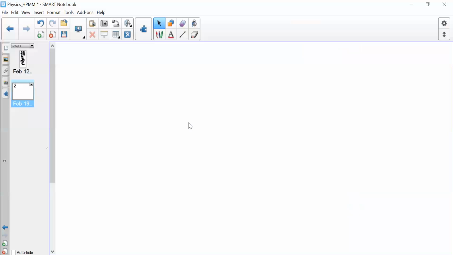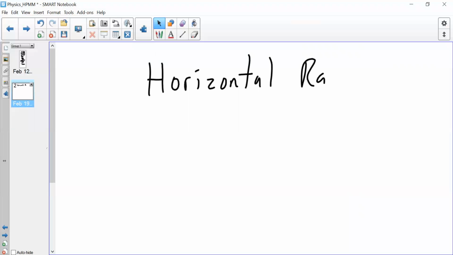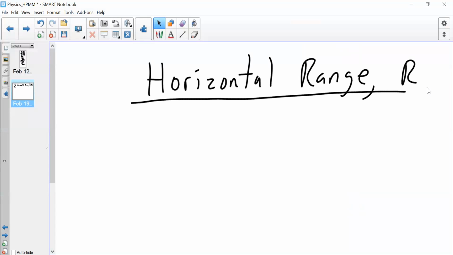Okay. So we've changed the mass, see what happens. Nothing. Diameter, nothing. Gravity, yes, definitely. And let's look at the physics equation that governs this action. This is what we call a horizontal range equation. We call it R. Same as delta X, but we just call it something physical.